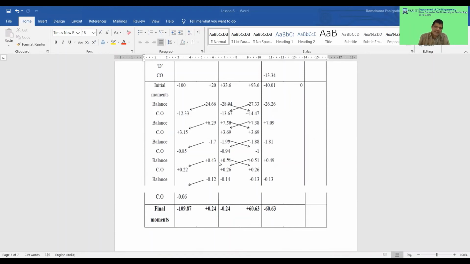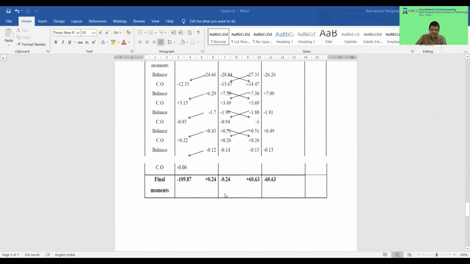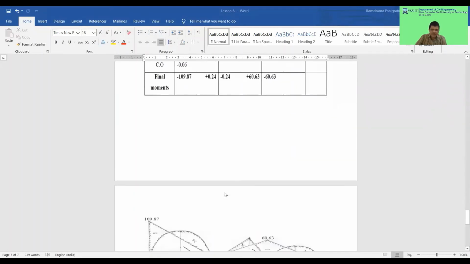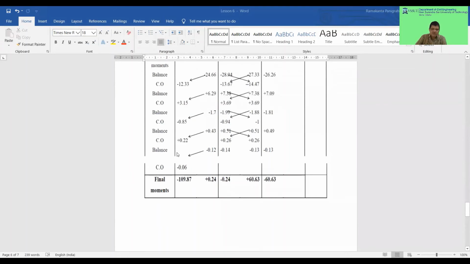So you go on repeating the cycles at each step until the value becomes very small. Here it has been stopped at some value. You can also stop here at balancing this section. You may not take these. So either you stop at balance or at carryover. I think there is some problem in the calculations. So you can remove these also.